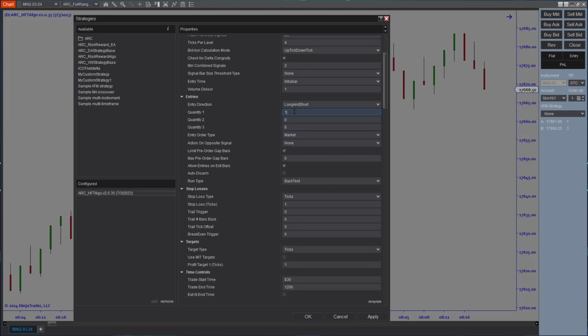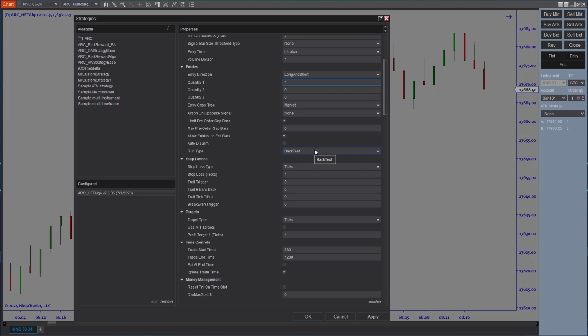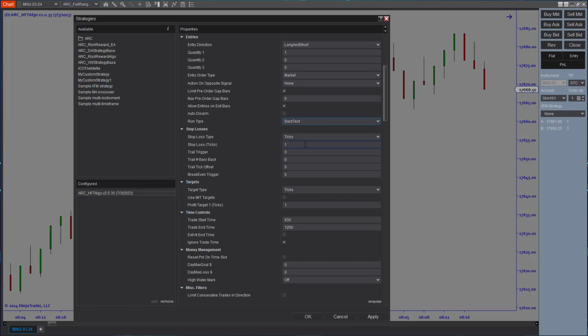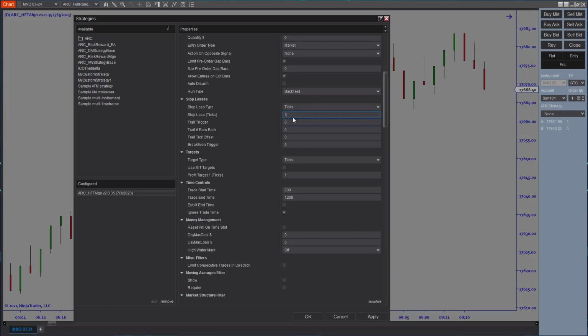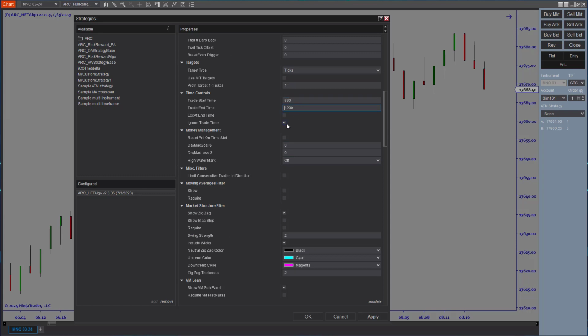Now, in terms of the backtesting mode here, we want to see all the orders. We've got it set to long and short market orders. But you'll notice here I have stops set to 1 tick. Now, why on earth would I want to do that? And then 1 tick for profit. Trade times I have in here, but I have it set to ignore because I want to look at all the times, see what the difference is in times, for example.